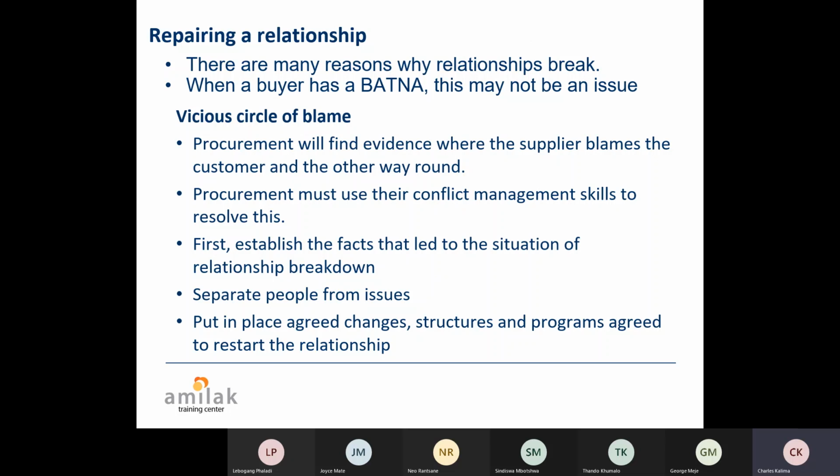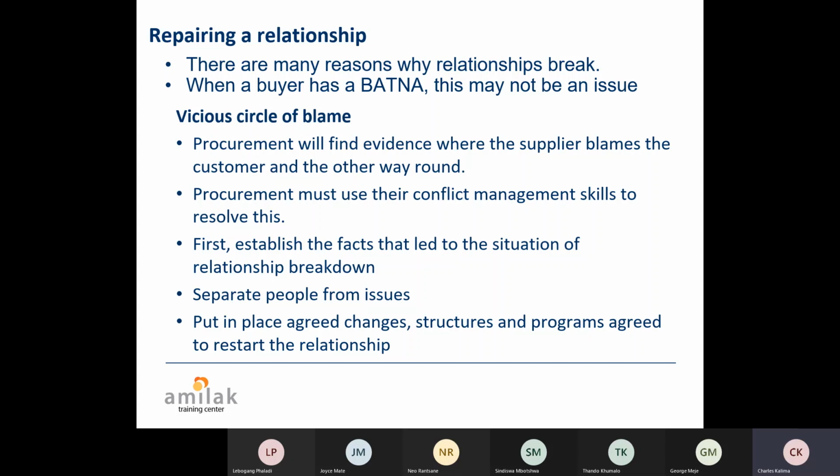Okay? When a buyer has a BATNA, this may not be an issue. And remember, when you are negotiating, not every negotiation will result in a finalized agreement. Some of them will break in the middle. But you must have a BATNA, a best alternative to negotiated agreement. The vicious cycle of blame causes relationships to break. Procurement will find evidence where the supplier blames the customer and the other way around. Procurement must use their conflict management skills to resolve this.